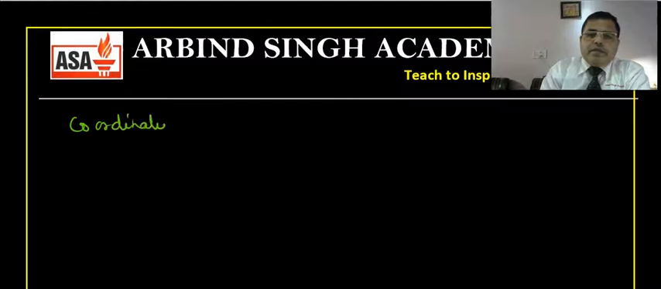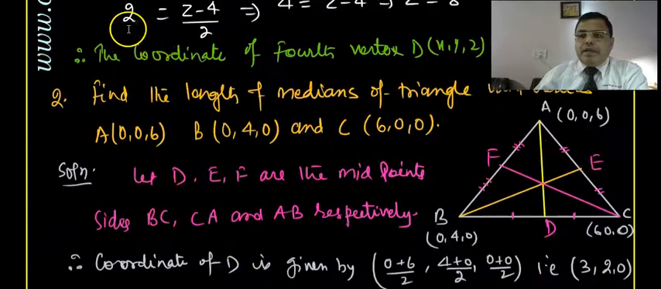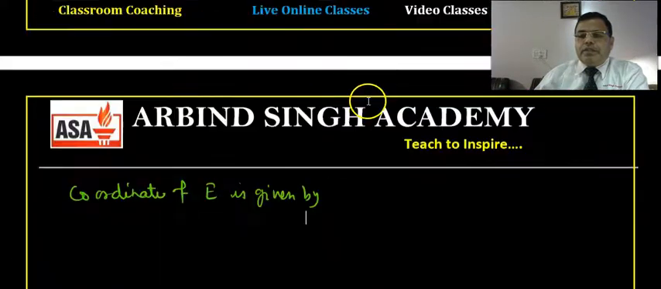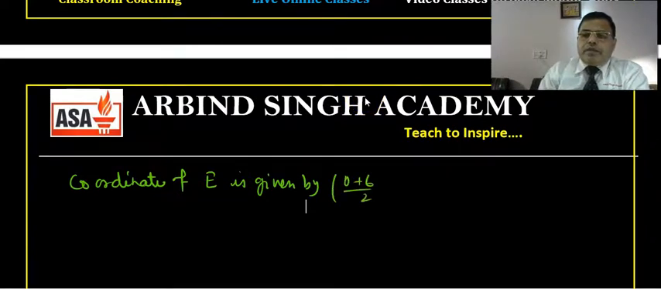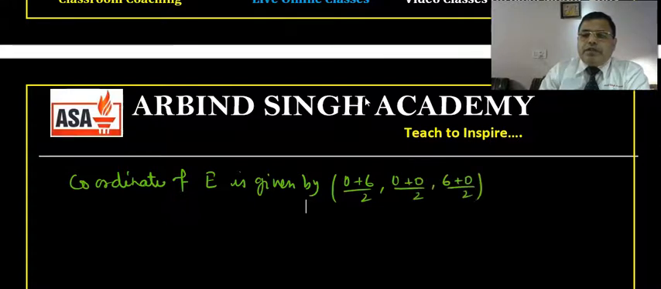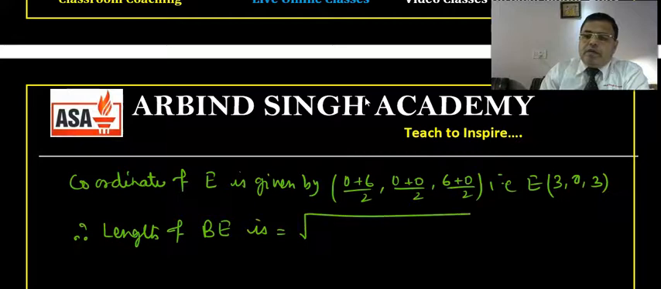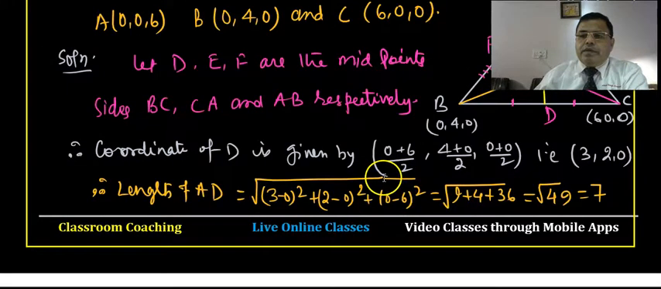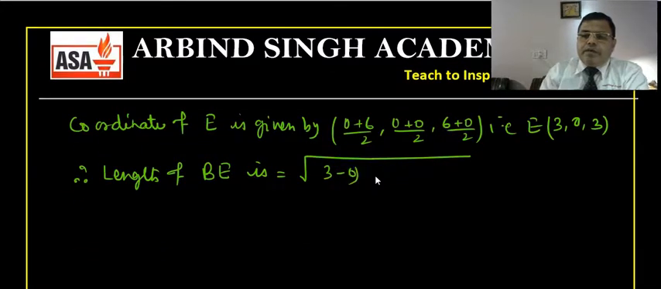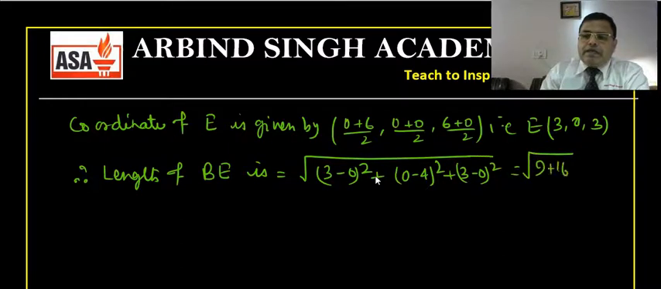Similarly, the coordinate of E is given by ((0 + 6)/2, (0 + 0)/2, (6 + 0)/2), that is E = (3, 0, 3). So the length of median BE is the square root of (3 - 0)² + (0 - 4)² + (3 - 0)², since B is (0, 4, 0). That is 9 + 16 + 9, 25 + 9, which is the square root of 34.